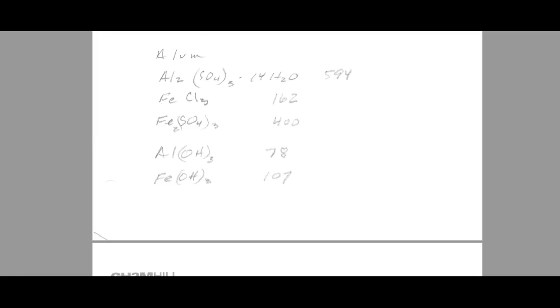So for water treatment, we're using alum, frequently ferric chloride, ferric hydroxide, and also precipitating with lime in some cases. Alum has a molecular weight of 594 with 14 waters of hydration. And alum ends up as aluminum hydroxide floc, and iron in the ferric state is iron and 3 hydroxide units.